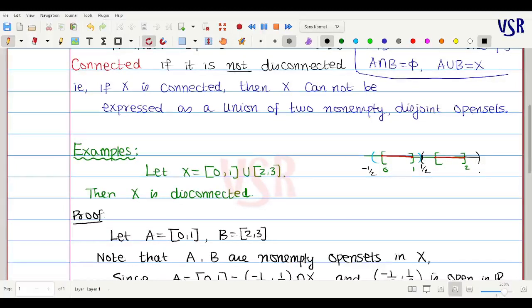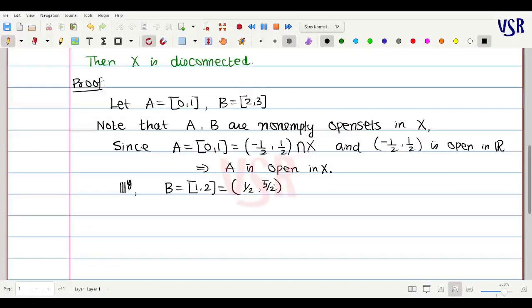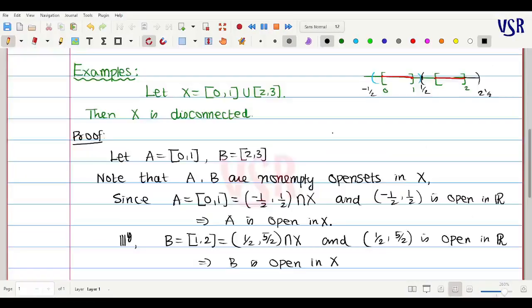So (1/2, 5/2). Okay, இந்த படத்துல இது அரை, இந்த open set, இந்த இடத்துல 5/2, that is 2.5. So this intersection with capital X. Okay, and this interval (1/2, 5/2) is open in R. இது R-ல open ஆக இருக்கு. Therefore this implies that capital B is open in X. X என்பது இந்த கொடுத்திருக்க X, this is my X. இந்த செட்ல இதுவும் open, இதுவும் open.